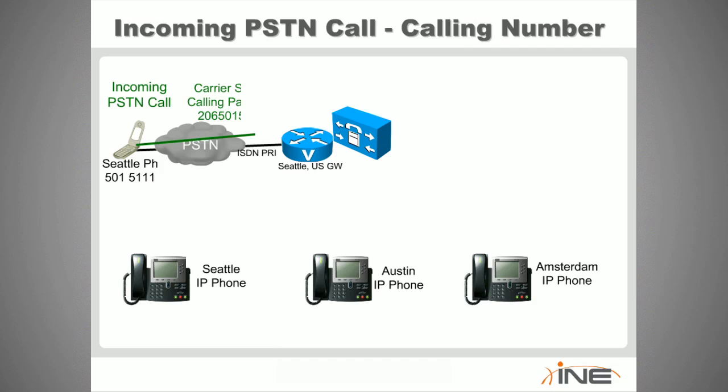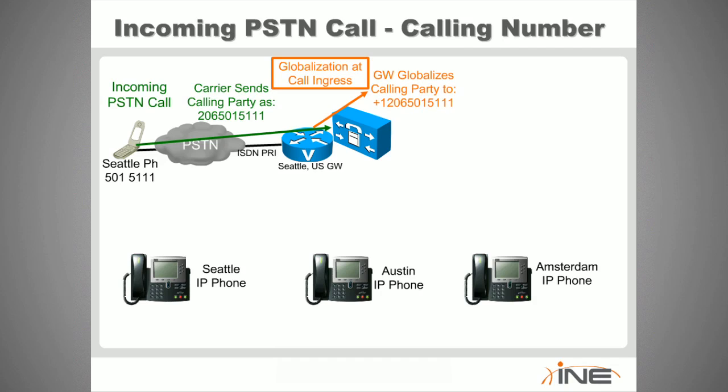Okay, so an incoming PSTN call comes in. The carrier is sending the calling party as 206-501-5111. What did we say before? We always globalize the call at the ingress. So the call comes in, and on the gateway page, the CUCM gateway web page, that's where we're normally doing the globalization. We are going to see a situation where we cannot globalize it at the CUCM gateway web page. We simply don't have enough fields. We'll take a look at where that is and why later.